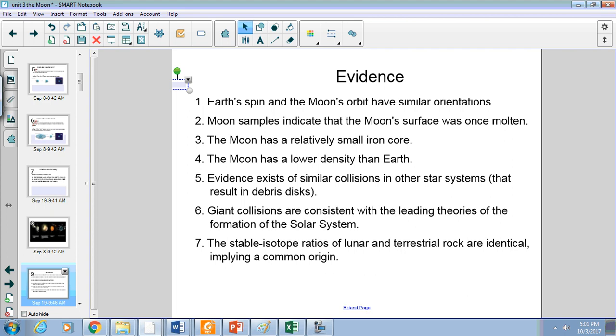Additional evidence, we've seen collisions like this happen in other star systems that result in similar debris disks. So we've seen it before. Cool. This is also how we think that some of our solar system might have developed. The last one is a little bit more technical, but basically the isotope ratio of lunar and terrestrial rocks, so rocks here on Earth, are identical. So they're giving off a similar origin. We came about the same way. So some very strong pieces of evidence.